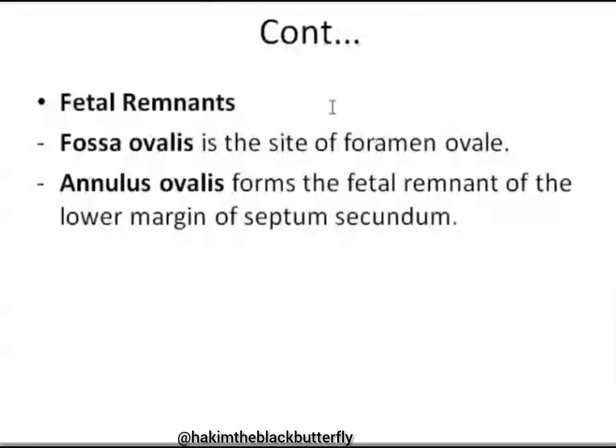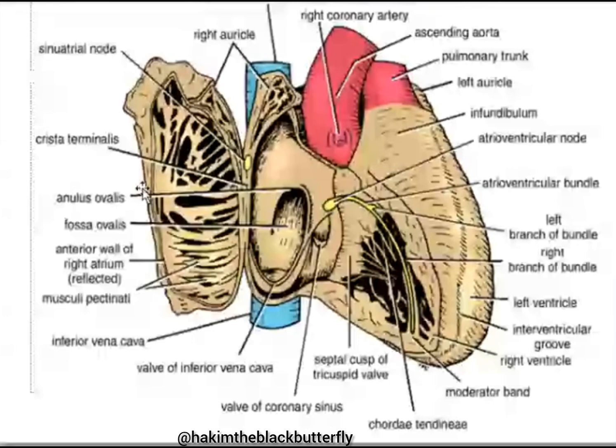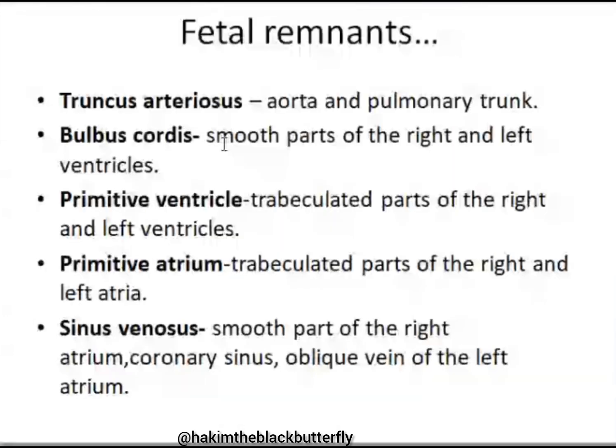These fetal remnants, we talked about them: the fossa ovalis that was formed when the foramen ovale closed. The lower margin of the septum secundum is what we call the annulus ovalis. So these are the fetal remnants which I talked about and what they form. And here we are seeing the sinus venosus. This sinus venosus is very important. It forms part of the atria because part of it incorporated itself into it.